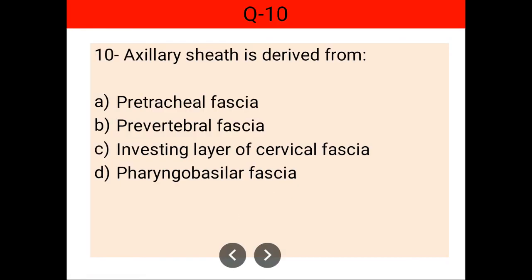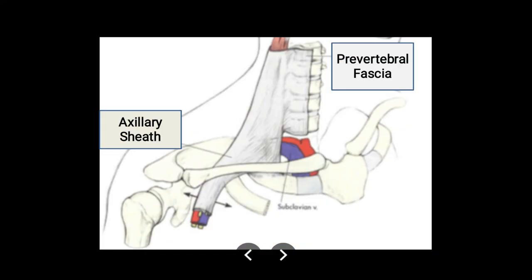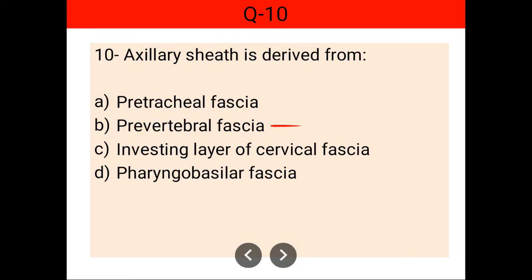Number 10. Axillary sheath is derived from. This question is something that belongs to embryology, actually the origin. So the axillary sheath is derived from the prevertebral fascia. Let's see, this is the prevertebral fascia, and from here we can see the brachial plexus coming down and following this pathway, and from here the vessels, from the axillary inlet they are passing through. So the axillary sheath is derived from the prevertebral fascia. So our best answer here is the B, prevertebral fascia.